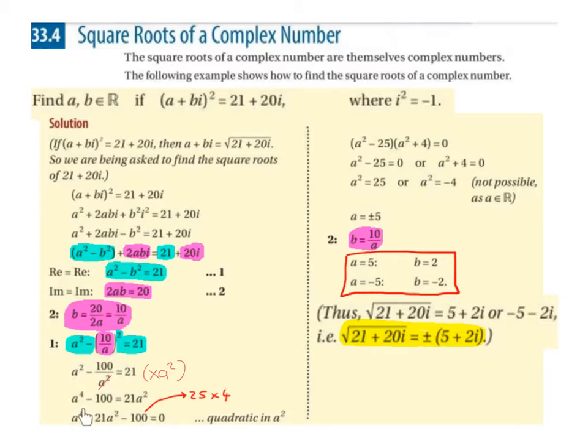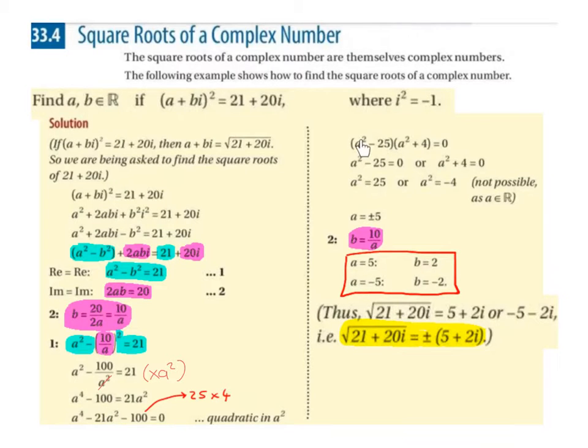Next, we're going to factorize this quadratic. So a to the power of 4 can be broken down as a² times a², so you've got a² in the front of both brackets. And -100 can be broken down as 25 by 4. So we're going to have -25 at the end of one of our brackets and +4 at the end of the other bracket. And -25 plus 4 will give us -21.